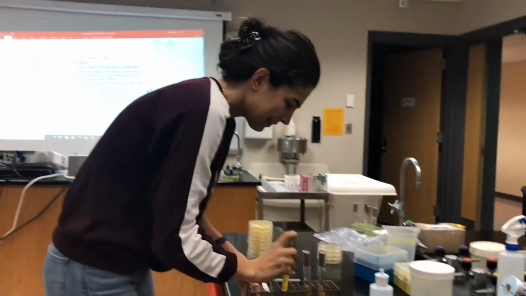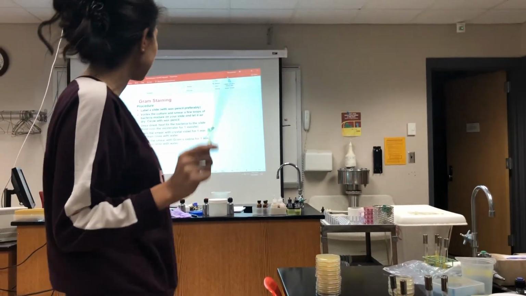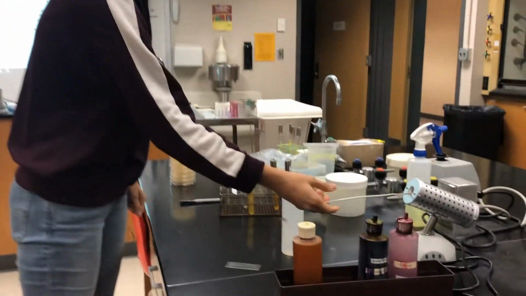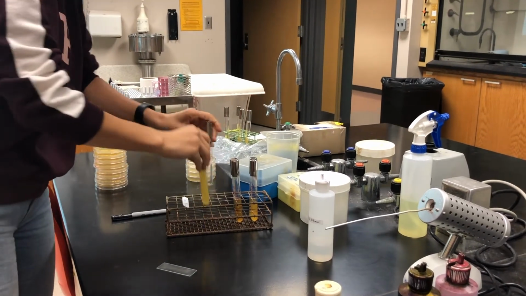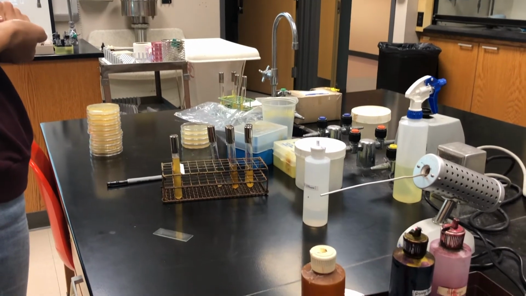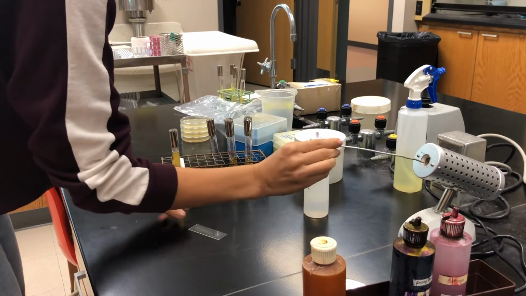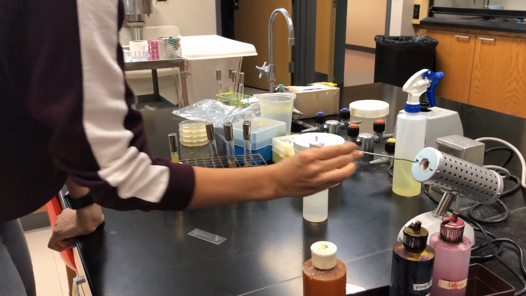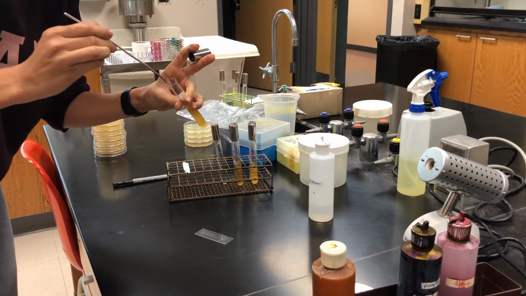Anyway, then smear a few loops of bacteria on your slide and let it air dry. So first you need to sterilize your loop. Then after 30 seconds, you need to get a few loops of bacteria.